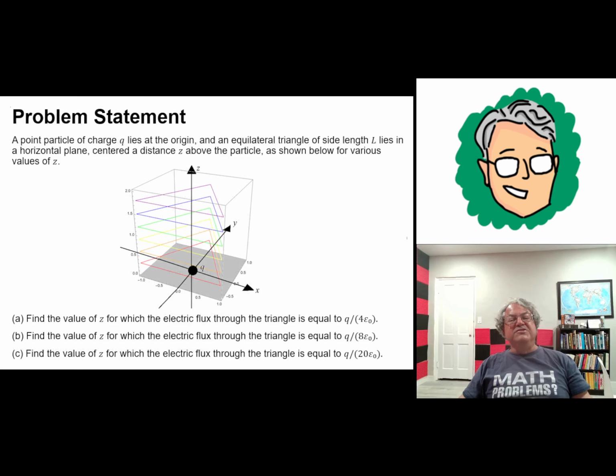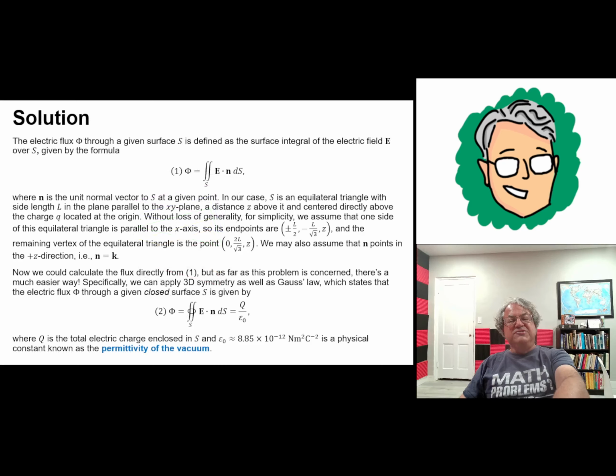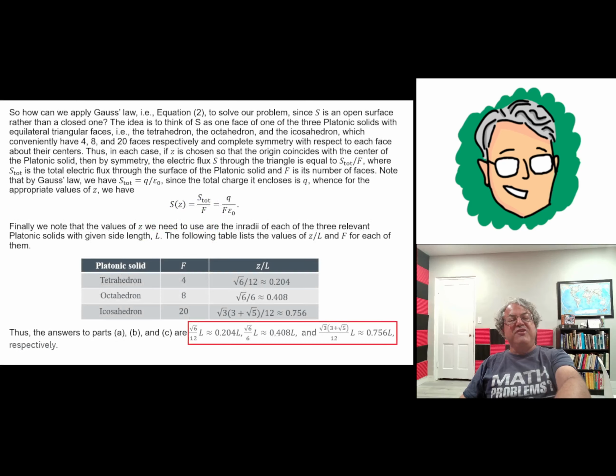So, you see, for part A, I'm asking when the flux is q over 4 epsilon naught. For part B, q over 8 epsilon naught. And for part C, q over 20 epsilon naught. Those are exactly what we want, because those values 4, 8, and 20 are the values of f. And now the only other piece of information we need is the values of z for each of these 3 platonic solids. And the value of z is really just the in radius. That's the radius of an inscribed sphere inside each of these platonic solids.